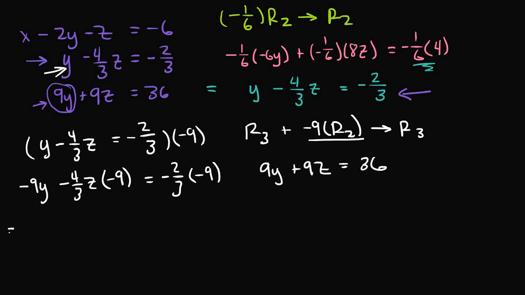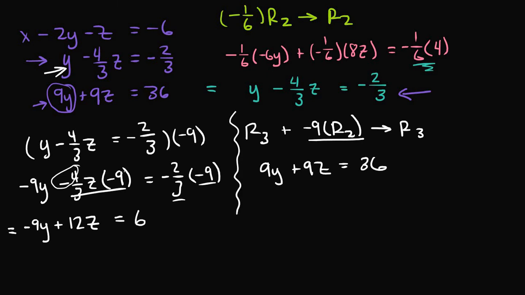So the first term is just negative 9y. And then for the second term, negative 9 divided by 3 is just negative 3. And then when we multiply it by negative 4, we're going to get a positive 12z, right? And that's equal to, well, negative 9 divided by 3 is also negative 3. And when we multiply it by negative 2, we get a positive 6.